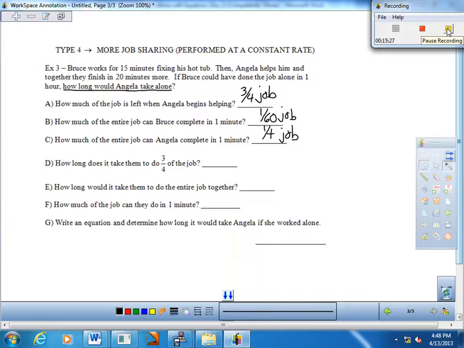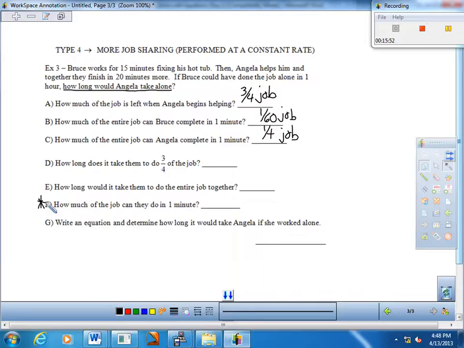So at this stage, we have how much of the job Bruce can do in a minute and the amount of the job that Angela can do in a minute. Obviously, guys, we're going to add those together, and that would be equivalent to how much they can do together in a single minute. But we need to investigate that piece a little further. That is going to be letter F right here. But before we can do that, I think there are a couple preliminary questions to answer.